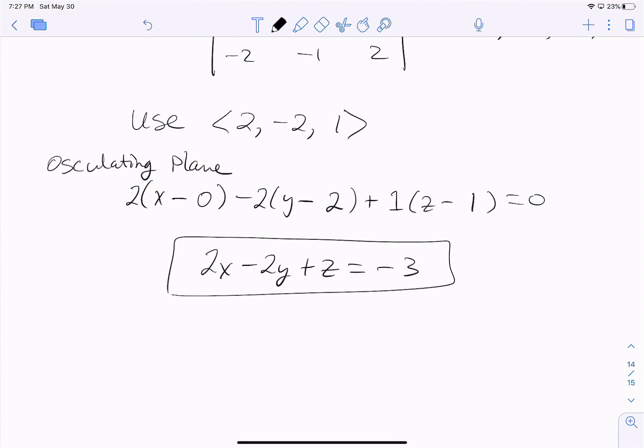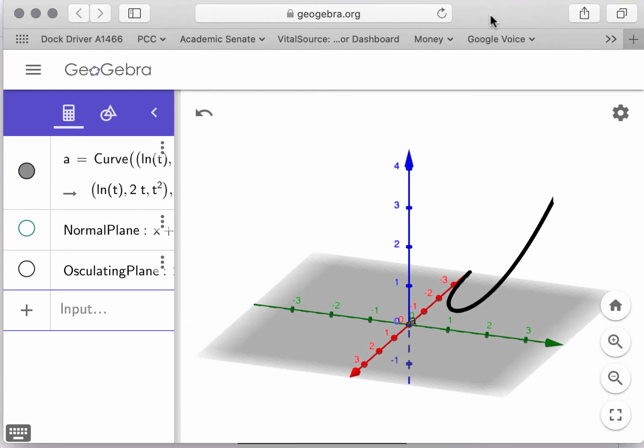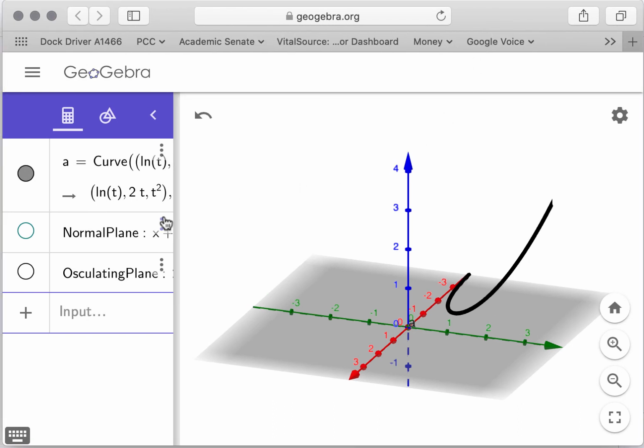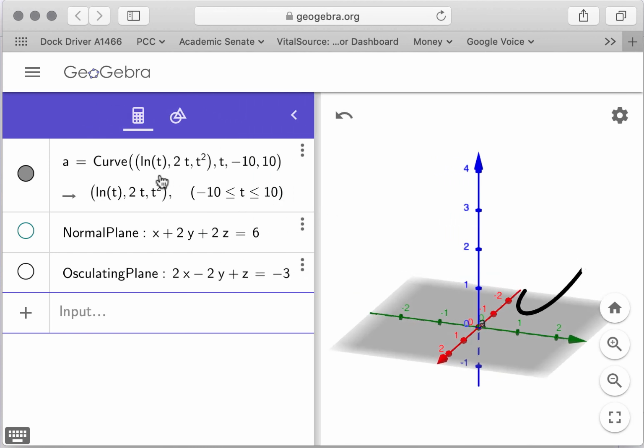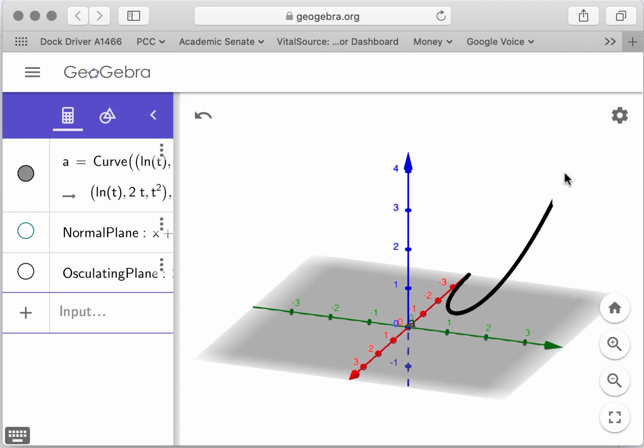Now I know we've been at this for a while. They say your online attention span is 6 minutes, and we just hit the 13-minute mark. But I do want to show you what it is that we've just done. I've graphed our curve in GeoGebra, and you can see here the equation of the curve, natural log of t, 2t, t squared, and you can see the curve here in R3.